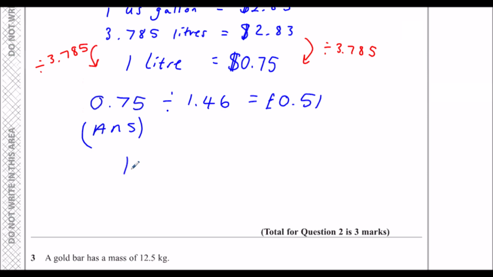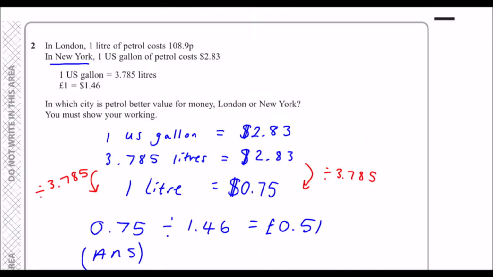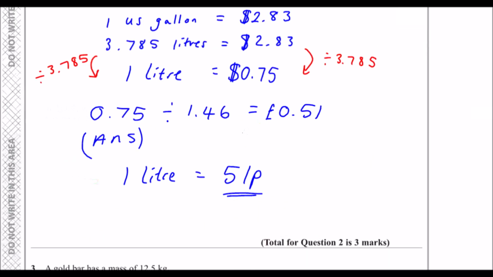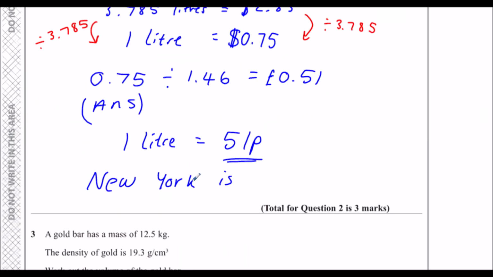So 1 litre in New York is 51p. In New York, a litre of petrol is 51p. In London, it's 108.9p. So our conclusion is New York is cheaper, is better value for money.